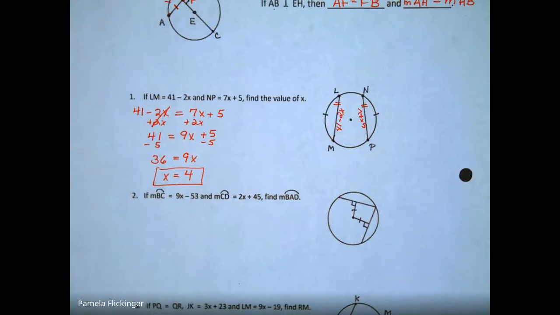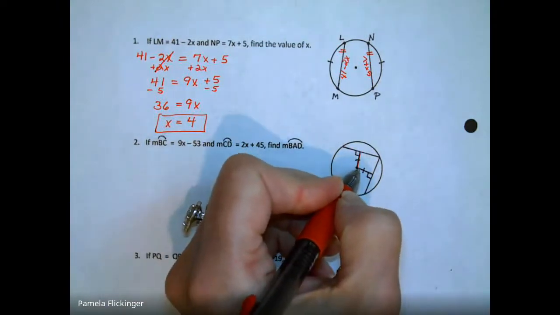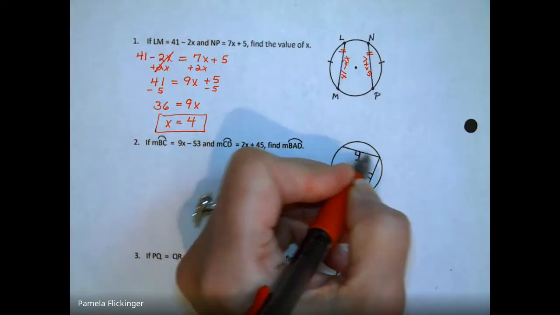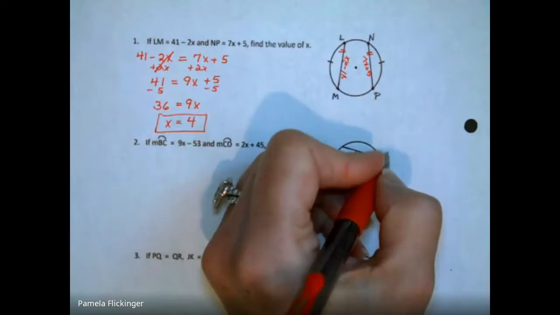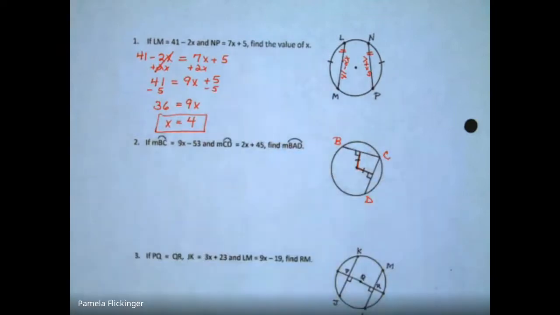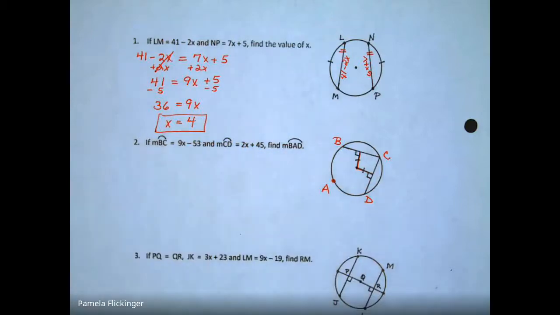In number 2, what I'm noticing coming from the center is that the distance from the center is the same for both of these chords. Now I seem to be missing letters, so let me look real quick. It looks like this will be C. So B, C, D. Find the measure of arc BAD. I'm going to guess A's out here then. All right, got our picture cleaned up.